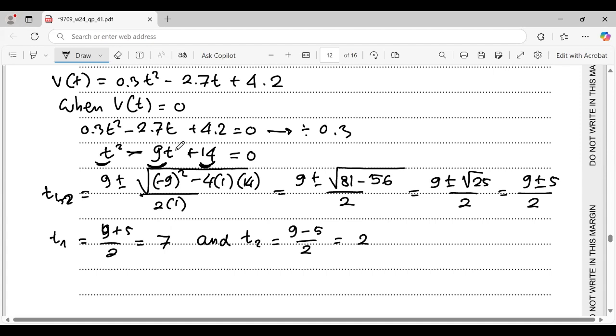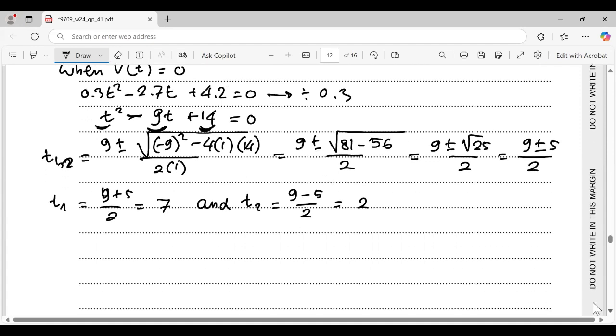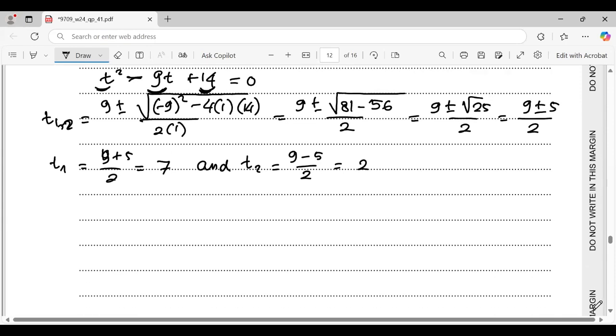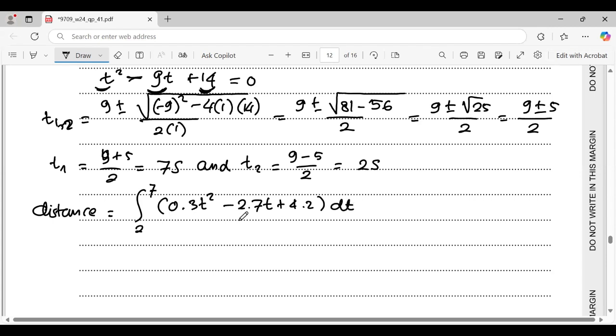And after that, we're going to find the distance. Through this information, we can state that the particle is at rest at t equals 7 seconds and at t equals 2 seconds. Now we're going to find the distance. To find the distance, we use the integral from 2 to 7 of the v(t) function, 0.3t squared minus 2.7t plus 4.2 dt.